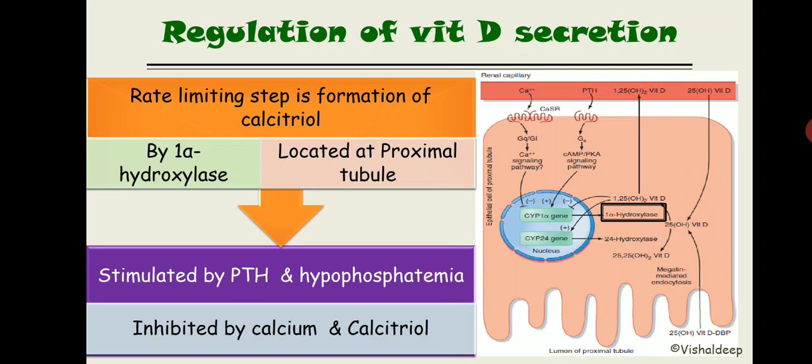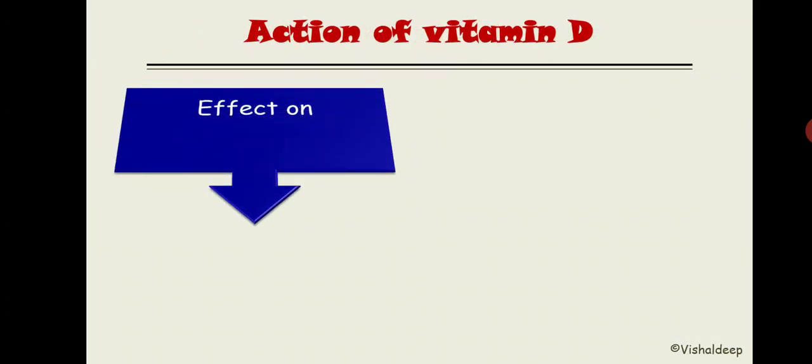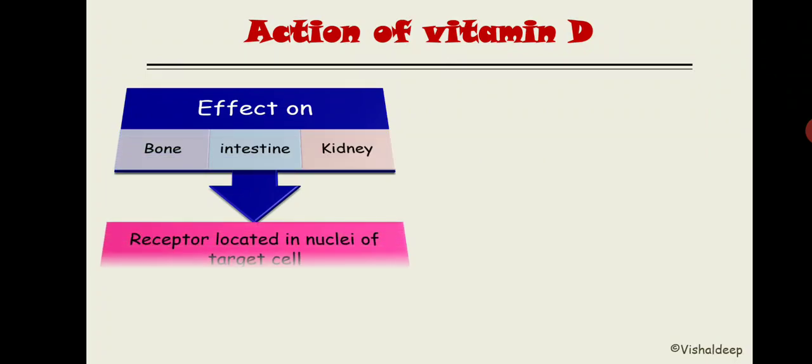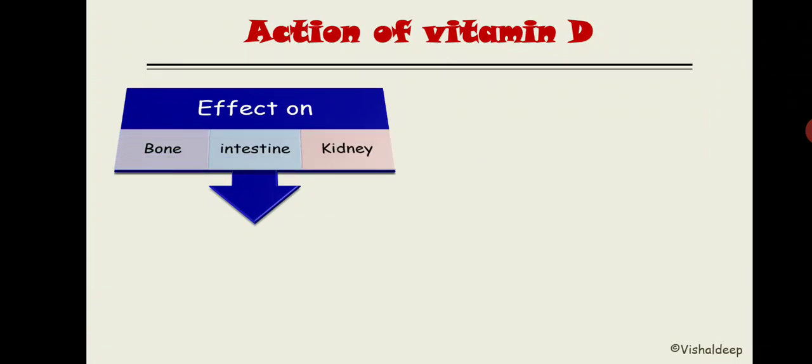Now let's discuss the action of vitamin D. Effect of vitamin D. As we know, calcium metabolism happens at 3 organs: bone, intestine and kidney. So basically vitamin D has its effect on bone, intestine and kidney as well.